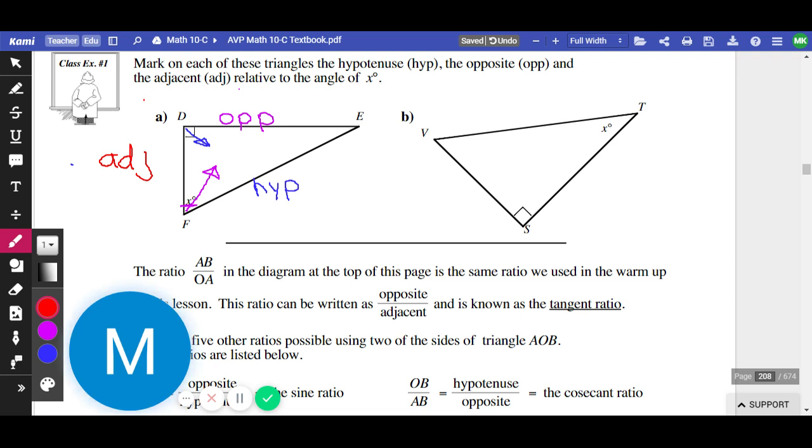Awesome. Take a look at triangle B and try to name that thing. So label all three sides. I'll give you like a minute.